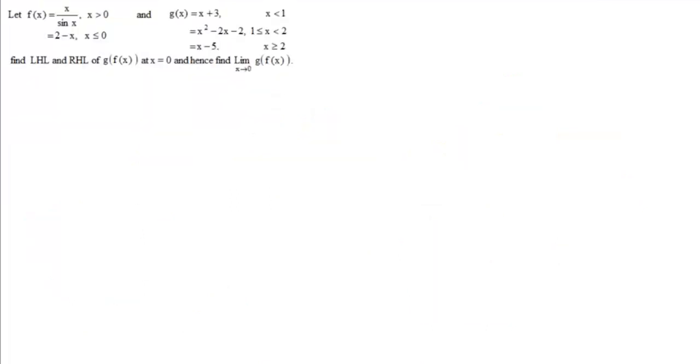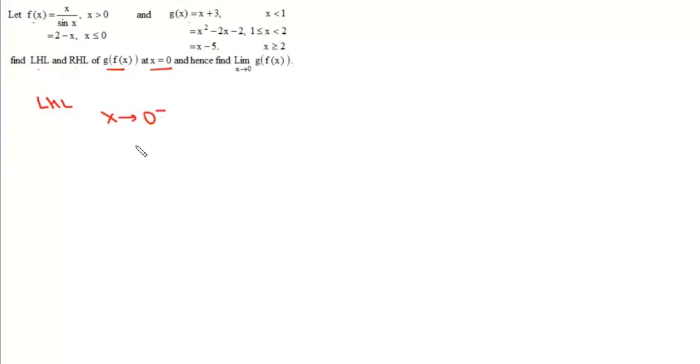Now for this question, we are given two functions f(x) and g(x), and we need to find left hand limit and right hand limit of g of f(x) at x equals 0, and hence find this limit x tends to 0 of g of f(x). Now if we look at left hand limit, now left hand limit at x equals 0 is x tends to 0 negative.